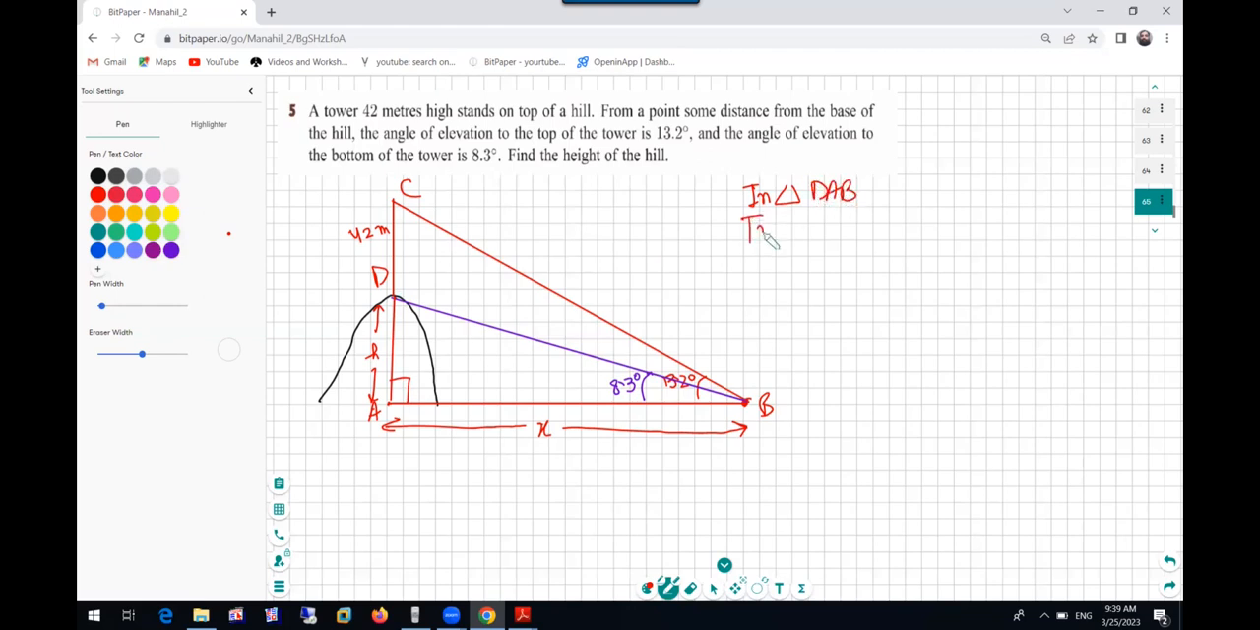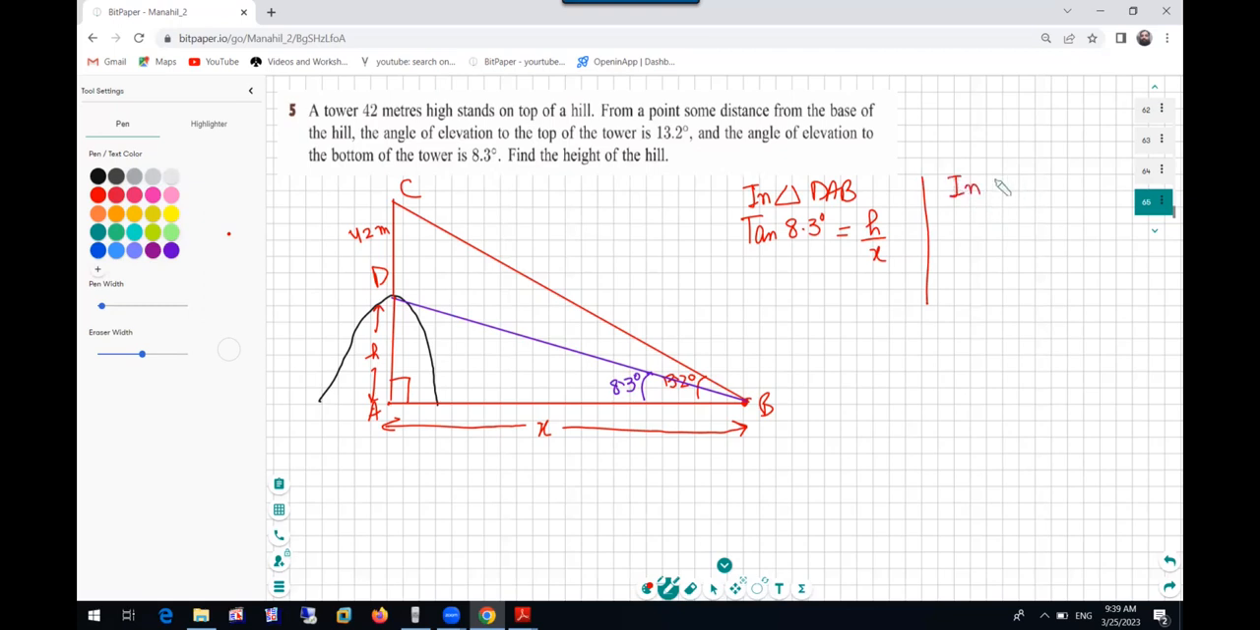Tan angle, what is the angle? This blue one, 8.3. Yep. Equal to the opposite side. Opposite side is h, opposite to the angle, right? H. Yeah. Over adjacent side, that is x.